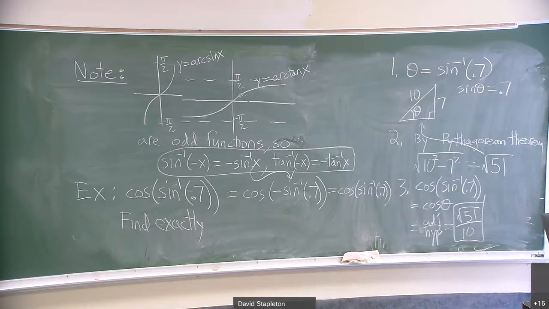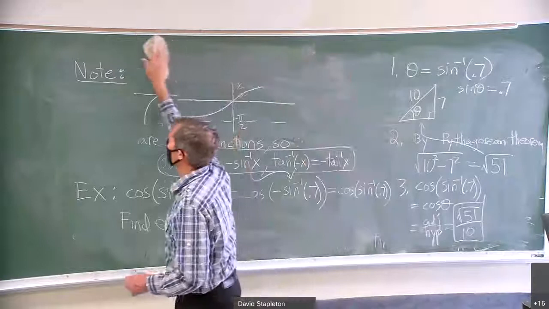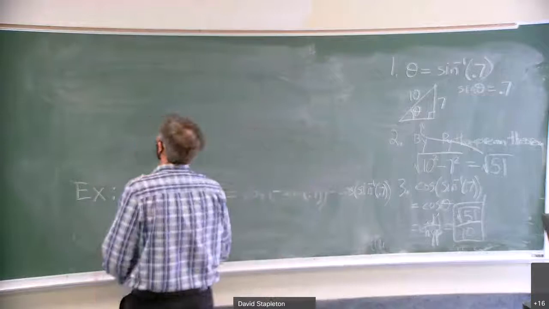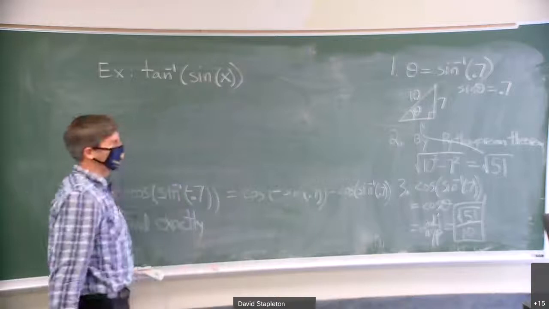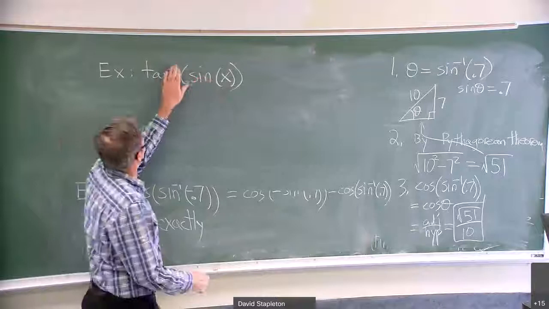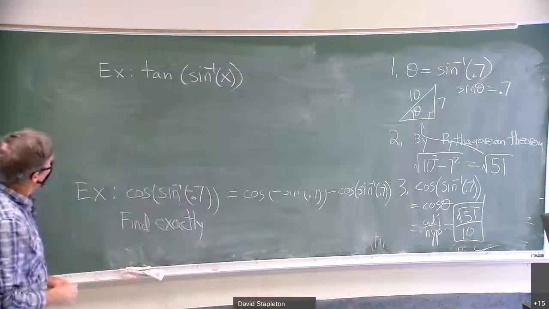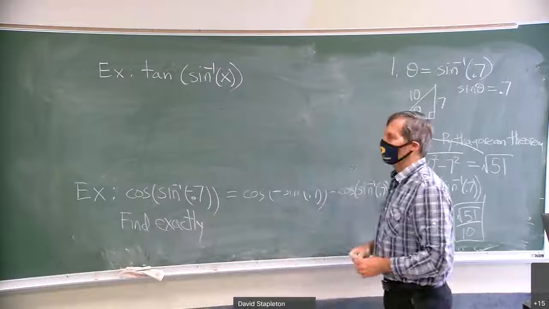Here's the one I really like. This is what shows you that it works no matter what number you put in. Let's try this one. What is the arc tangent of the sine of x? Any number, right? Sine is defined for all numbers, right? Oops, I wrote it backwards. I'm sorry. Tangent of the arc sine. It has to be the trig function outside, inverse on the inside. For any number for which the arc sine is defined, this will work, right? Because I let x be arbitrary.